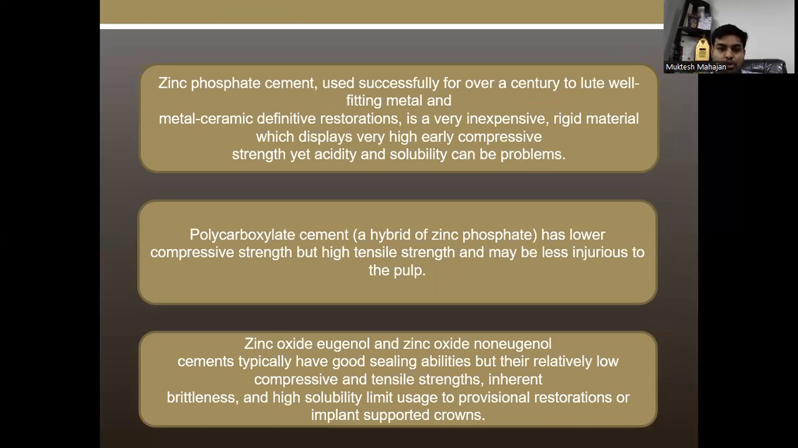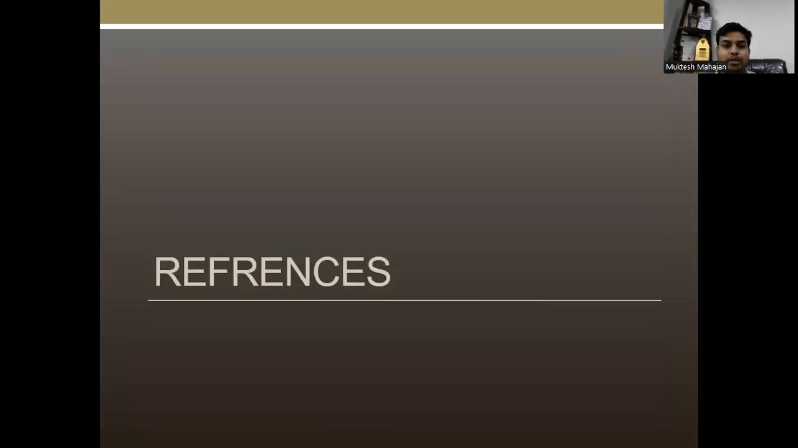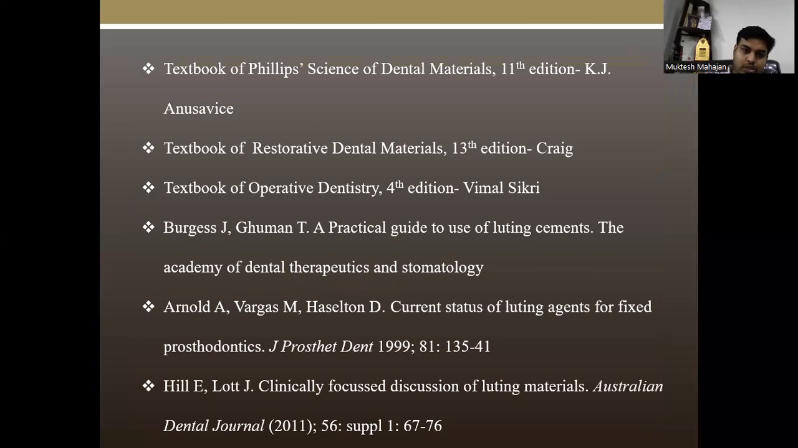The zinc oxide eugenol and the zinc oxide non-eugenol cements typically have good sealing ability, but their relatively low compressive and tensile strength, inherent brittleness, and high solubility limit use to provisional restorations. These are the references. So this is all about the luting cements that are used in dentistry. We started with their history and what is used now for all ceramic, metal, and metal ceramic restorations. And of course, we have learned also about the implant restoration.